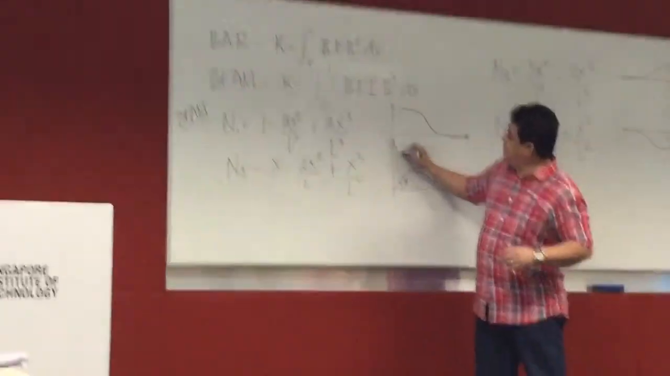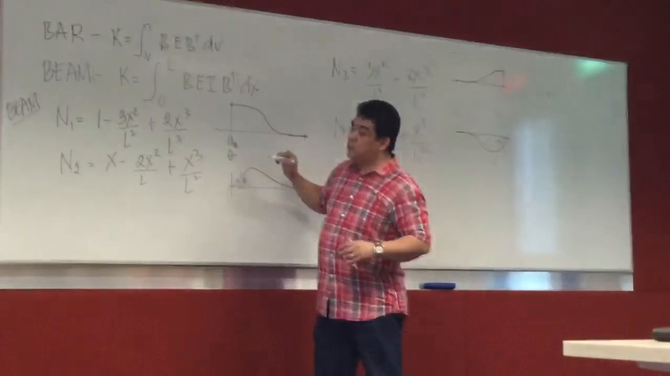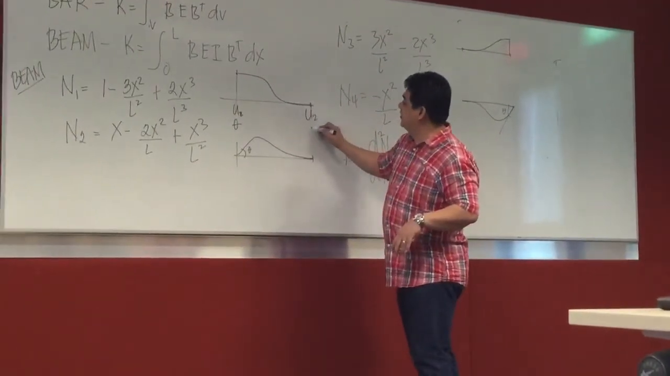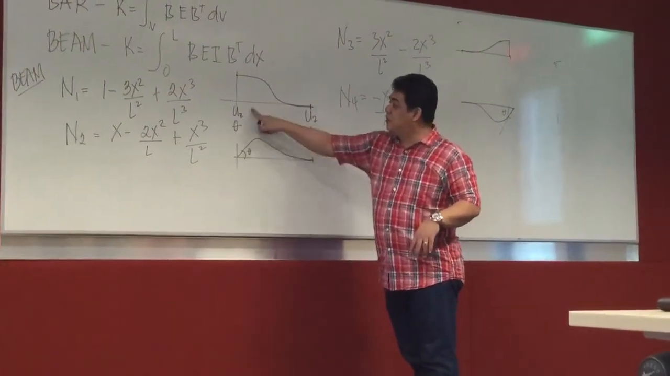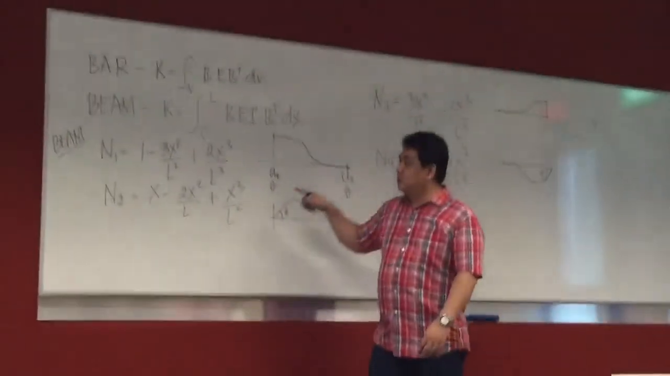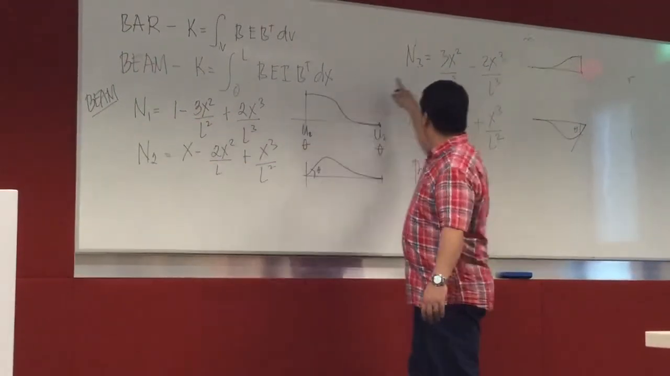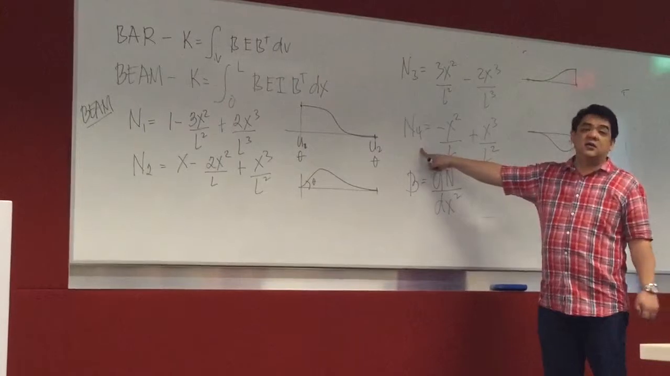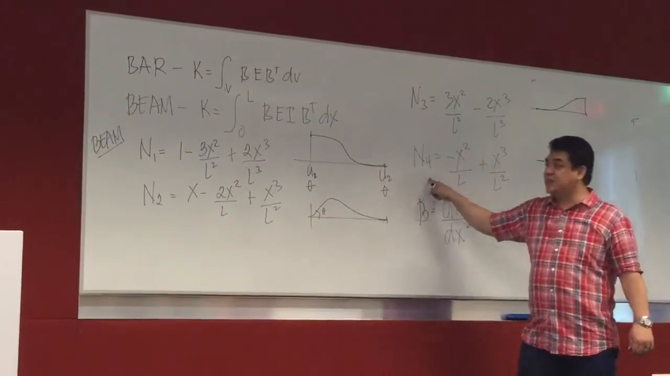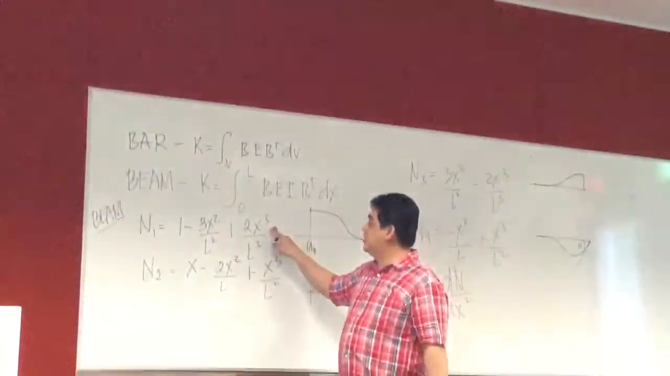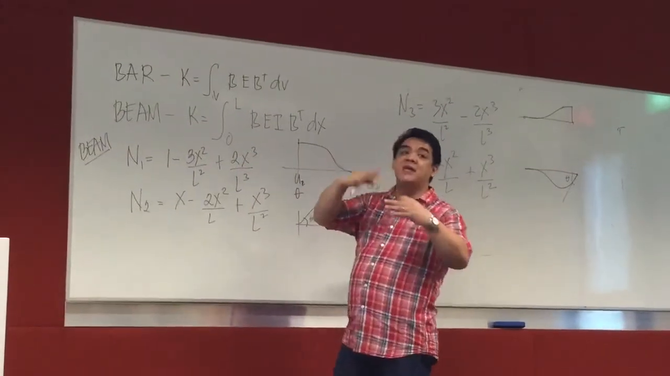Them for a beam: one displacement, one slope, another displacement, another slope. So 1, 2, 3, 4, a total of 4 shape functions.